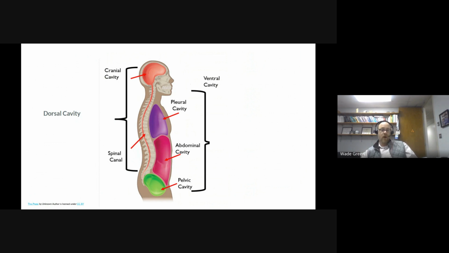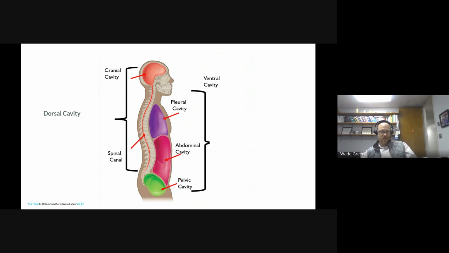Looking over at the ventral cavity, and this is a view from the side. So this is a lateral view of this model. We can see that we have the pleural cavity, which is going to contain the lungs here. We will talk about the mediastinum in a second, which contains the heart and thymus. So the pleural cavity contains the organs of the chest, specifically the lungs here, trachea, and portions of the esophagus. We have the abdominal cavity, which is going to contain our abdominal organs.